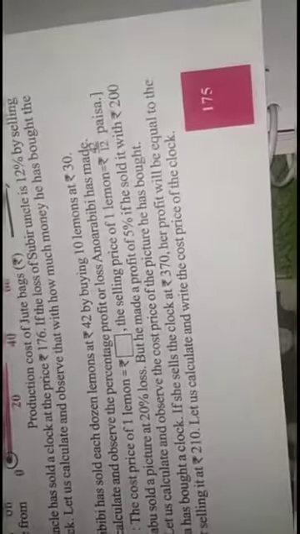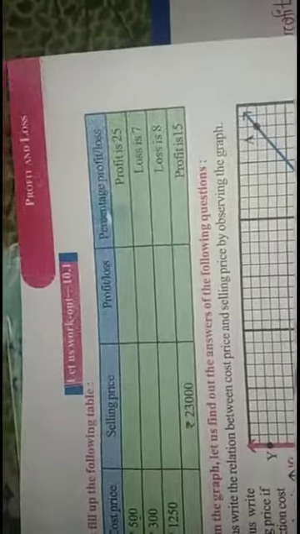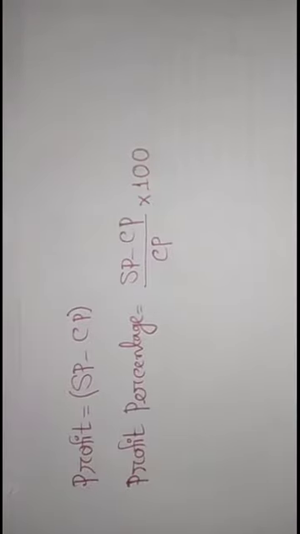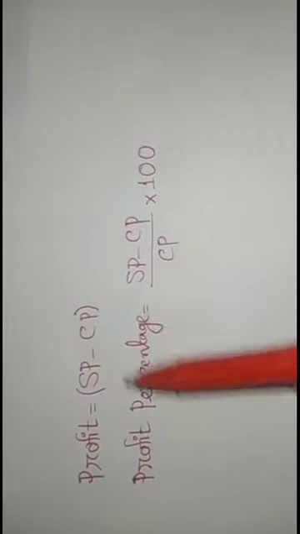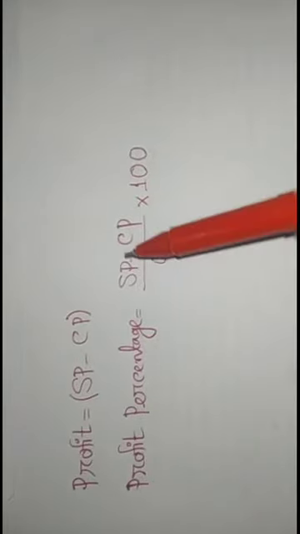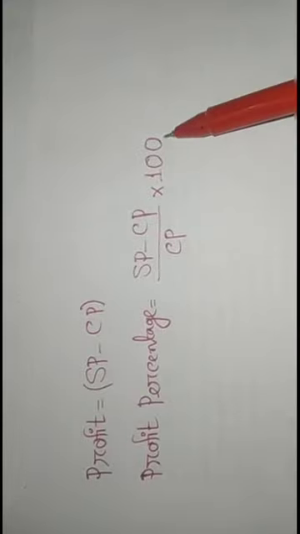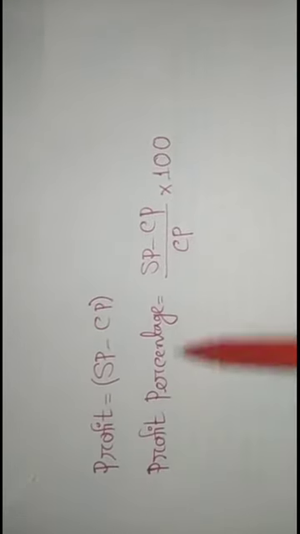Now come to page 175. 10.1, question number 1. There is another chart as we did earlier. Okay, this will be the same. Here cost price is given, and we need to find selling price, profit, and profit percentage is given. So as we all know, profit equals selling price minus cost price. So profit percentage becomes selling price minus cost price by cost price into 100. We are multiplying by 100 because of the percentage.